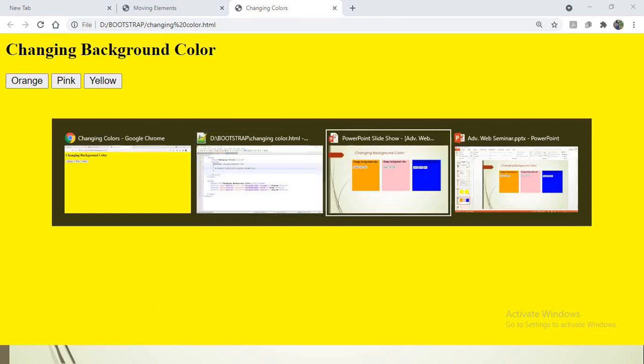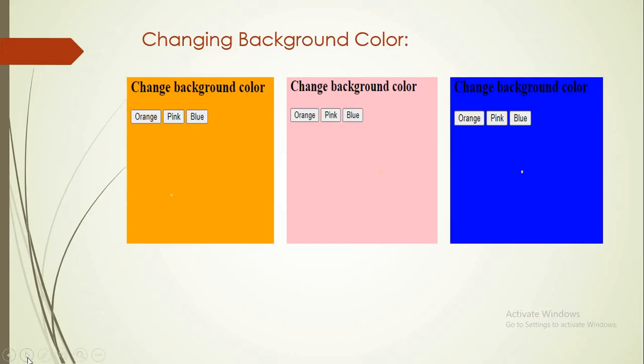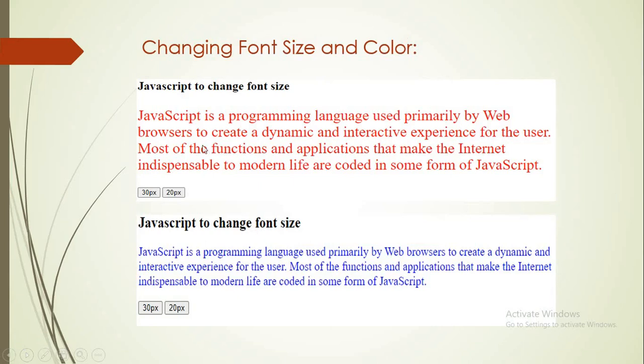Next is changing font size and font color using JavaScript. Here you can see that there are two paragraphs, and also there are two buttons, 30px and 20px. So whenever I click on the 30px, the default font size will be increased to 30 pixels, and whenever I click on 20px, the font size will decrease from 30px to 20px.